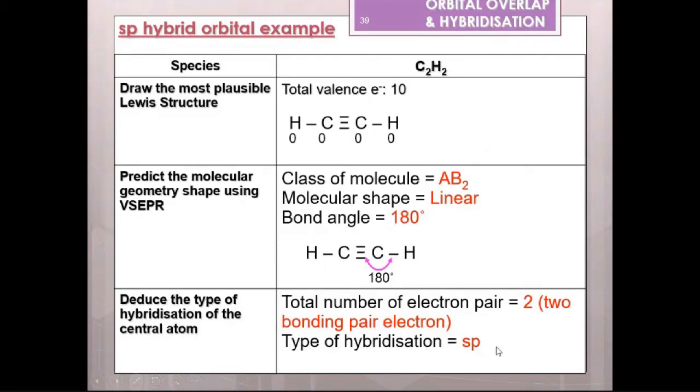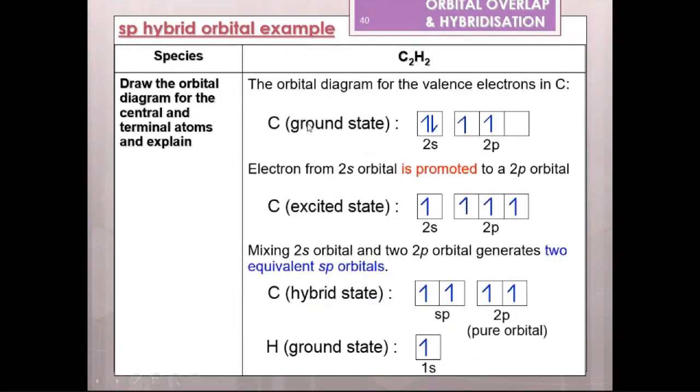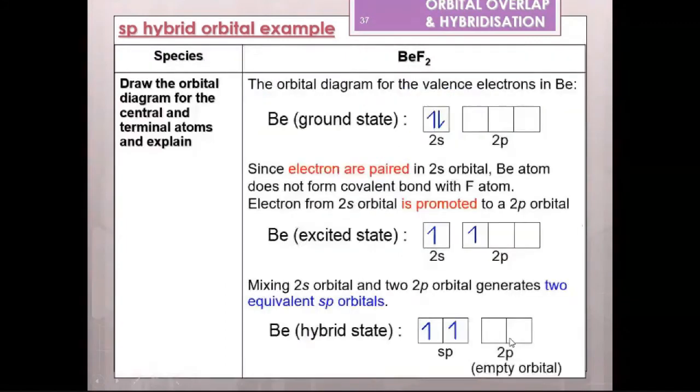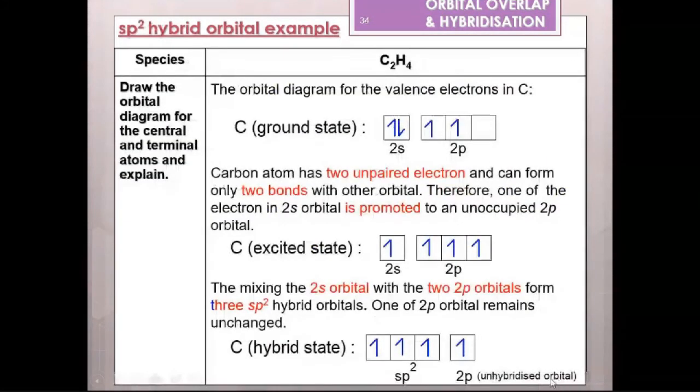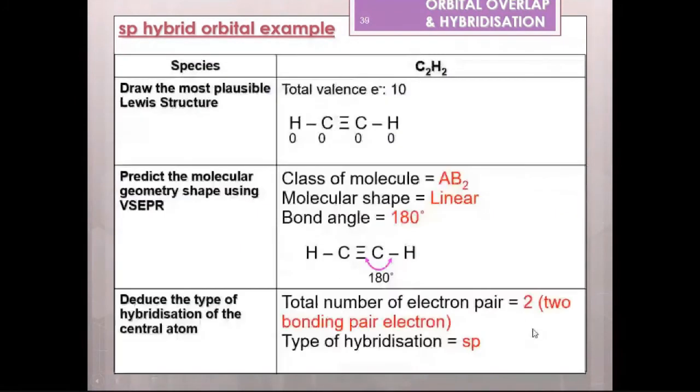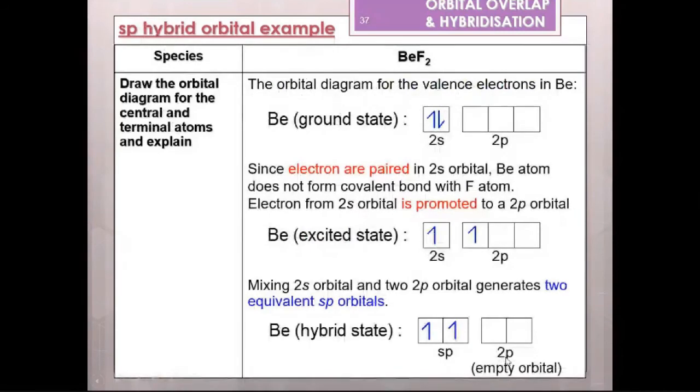That's why it is sp hybridization. So, how many bonds must it have? It must have 2 sigma, 2 pi. So, that's why it needs to be excited. So, 2 for bonding pair, 2 for sigma, that's why sp. Another 2 are the pure orbitals or unhybridized orbitals. You will see that sometimes we write pure orbital, sometimes unhybridized orbital. It's the same. I prefer to write pure, it's easier, P-U-R-E, just four letters. Unhybridized has many letters. Okay. Empty means kosong. If it is empty, you must still write 2p empty orbital.